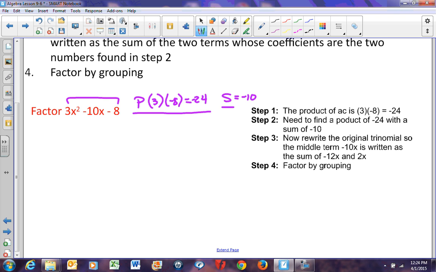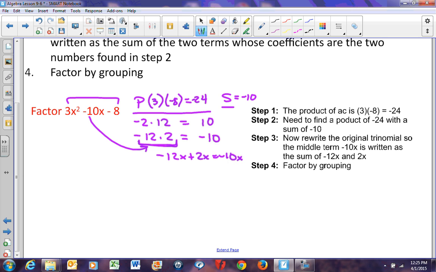So I look at this and I'm thinking, if I had negative 2 times positive 12, that gives me a sum of 10. So I need it the other way around. I need negative 12 times 2, because that gives me negative 24, and that adds up to negative 10. So those are the two numbers I need. I'm going to rewrite my original trinomial so that the middle term, negative 10x, gets replaced with negative 12x plus 2x, because negative 12x plus 2x equals negative 10x. So I'm just rewriting my middle term.